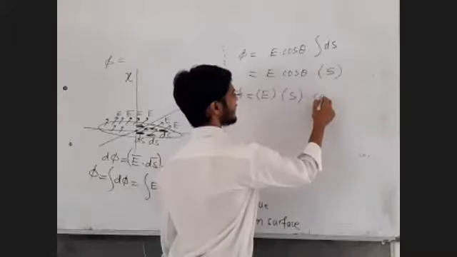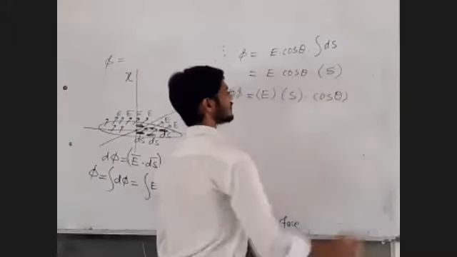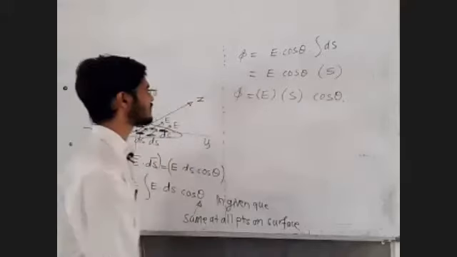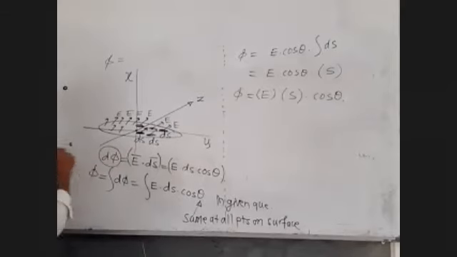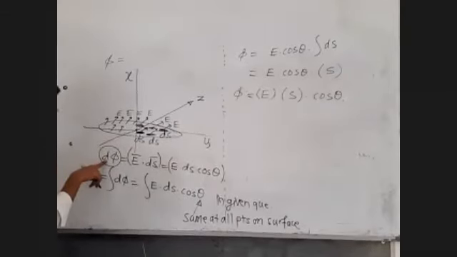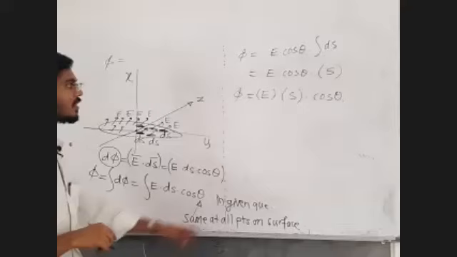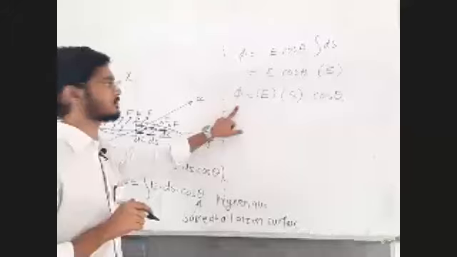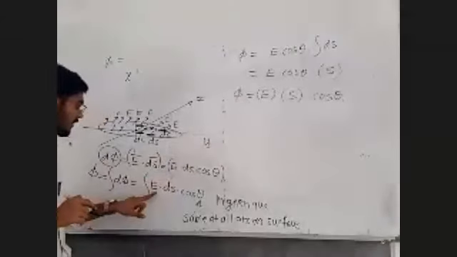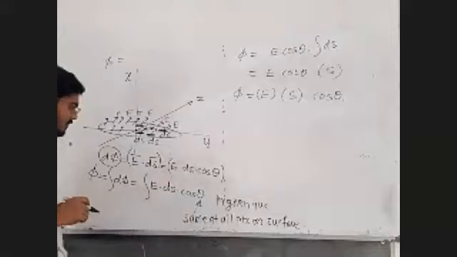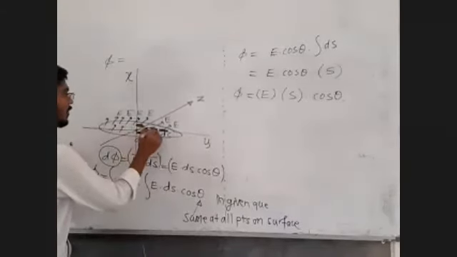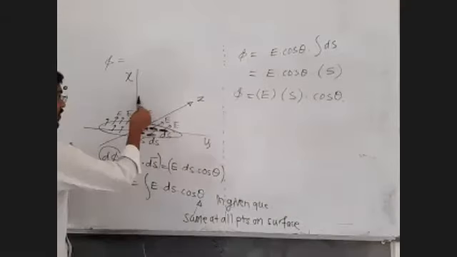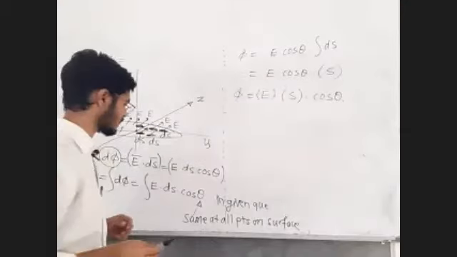Magnitude of the first vector into magnitude of the second vector into cos of the angle between the two vectors. Fine. See, initially we had a formula for electric flux over a small surface, E ds cos theta. Because of the uniform field, this electric field came out of the integration. And the area also has the same direction always at each and every point. For every area ds, it has the same direction along x.